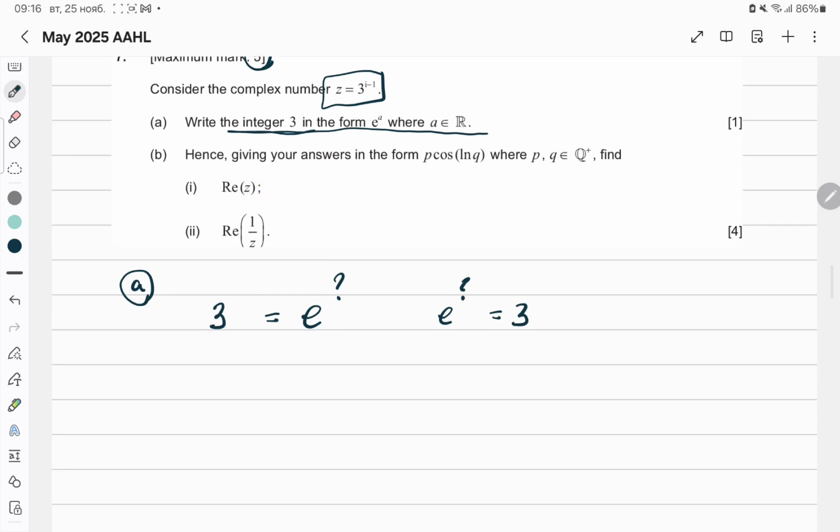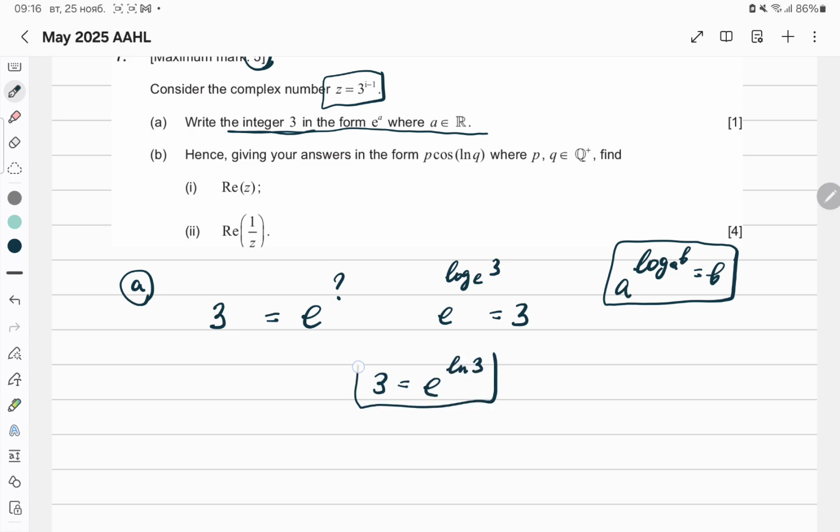So what we can do now, we can remember that a to the power log base a of b is equal to b. This is a basic logarithmic identity. That's how we will get the ln here. So it's actually logarithm 3 in base e, right? So in this case we can say that e in power ln 3. So that 3 is equal to e in power ln 3. That's how you'll get 1 mark.